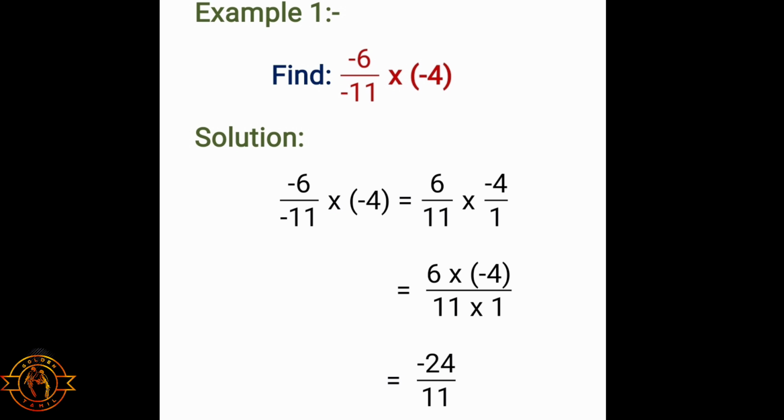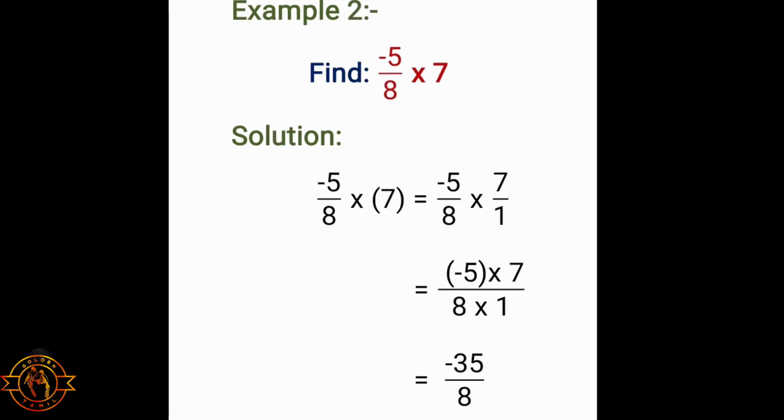Next, we have to multiply the denominators separately. What are the denominators here? 11 and 1. When we multiply 11 into 1, we get 11. So, what is the denominator here? 11. So, what is the final answer we get? When we multiply minus 6 by minus 11 into minus 4, we get minus 24 divided by 11.